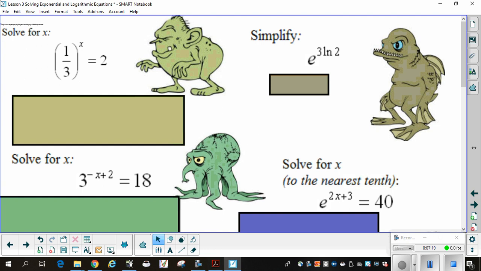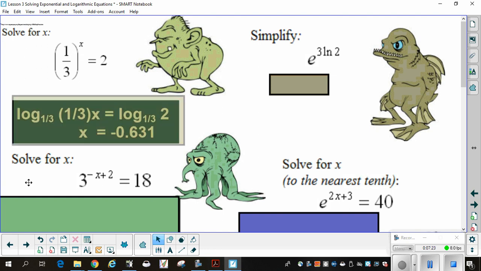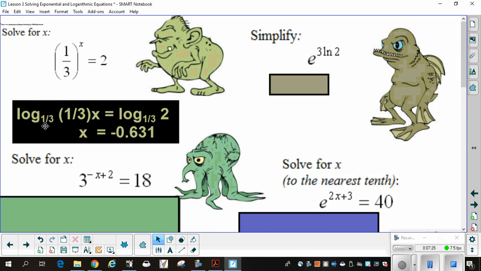Are you back? Okay, we've got 1/3 to the x equals 2. I need to take the log of both sides. So I take the log base 1/3. How do I know what base it is? It's going to be this base, whatever the base is that's being raised to an exponent, so that using inverses they cancel. And I get my value.